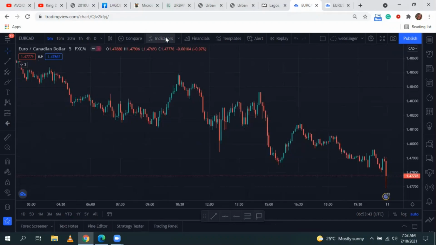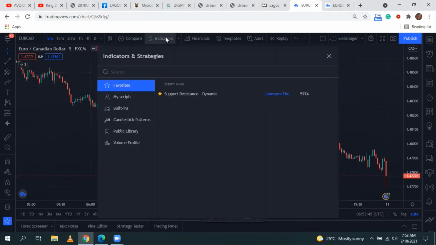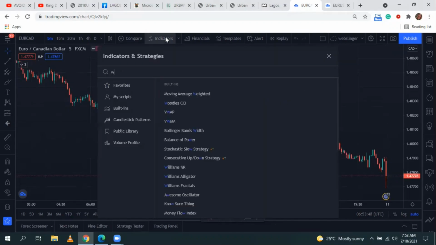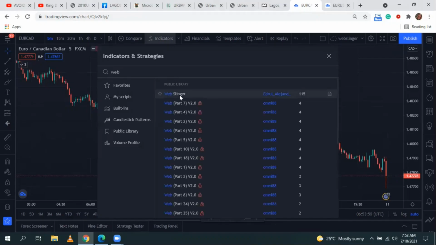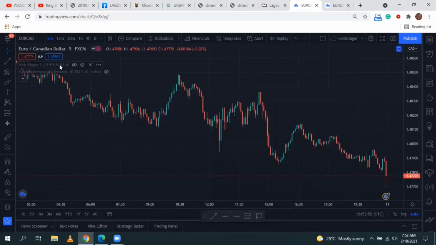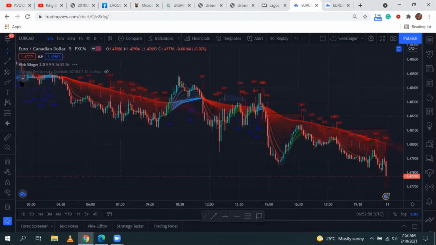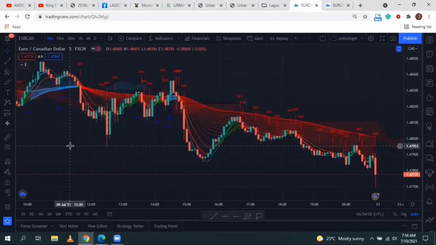So Webslinger is very easy to get on TradingView. All you need to type is the Webslinger. Just type the web. It's the first thing to bring up for you. So you get that, and it's going to activate for you. You're going to see straight. So now, what other thing can you do apart from the Webslinger?